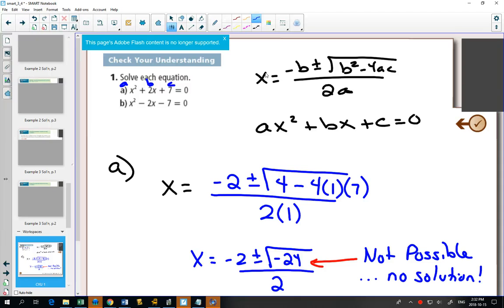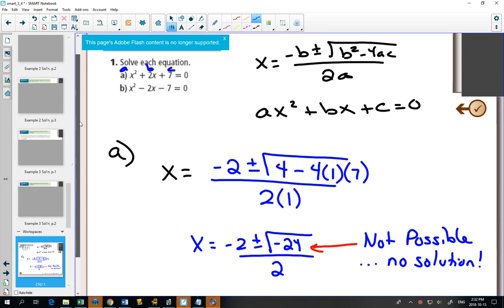If you tried to solve this with factoring, this one cannot be factored. So factoring wouldn't work. If you tried to solve this with completing the square, at some point you'd be forced to take the square root of both sides, and the one side would have a negative value as well. So you would also get no solution if you tried to do this by completing the square.